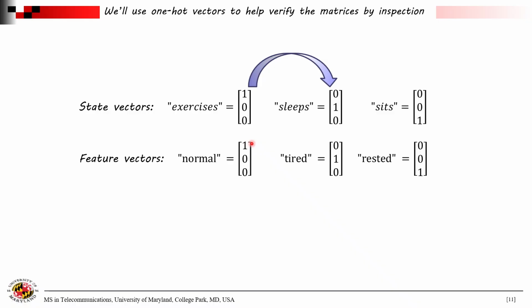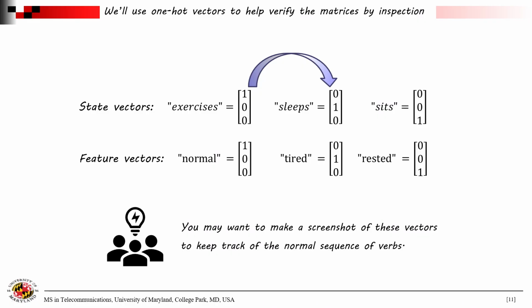The feature input vectors or the driving forces are either normal, she woke up feeling normal, in which case she's going to follow her routine, and we represent that by 1, 0, 0. Or she woke up feeling tired, in which case she's going to sleep that day, sleep in, so it's 0, 1, 0. Or she woke up feeling rested and energetic, and she feels like exercising an extra day, in which case we represent that by 0, 0, 1. Now, you may want to make a screenshot of these vectors to keep track of what a routine is so that we can identify the reason for defining the different matrices.